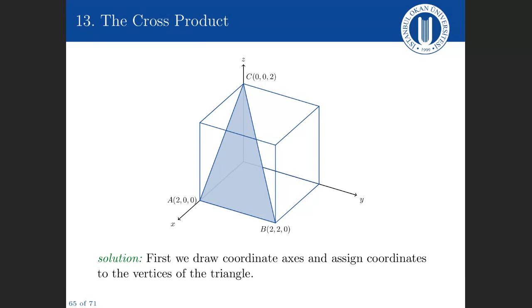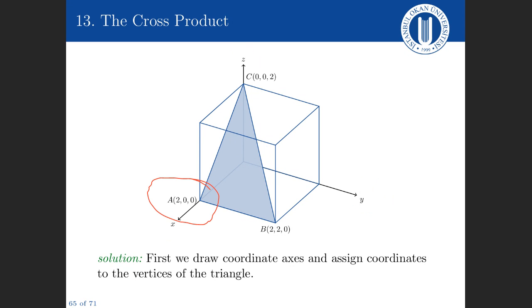I choose to put the origin 0, 0, 0 at the back of the cube. I choose to have x pointing in this direction, y pointing in this direction, and z pointing in this direction. You can draw your axes wherever you want. To me, this makes the most sense to draw the axes in this way. After we've drawn the axes, we can write down coordinates for the corners of the triangle.